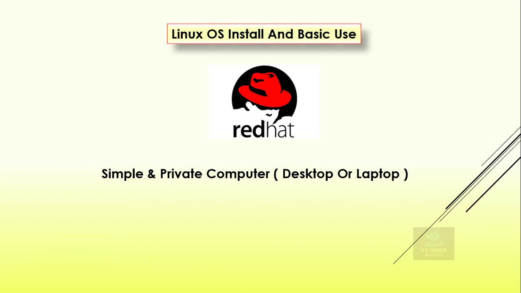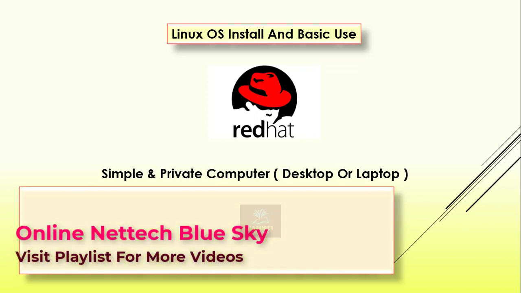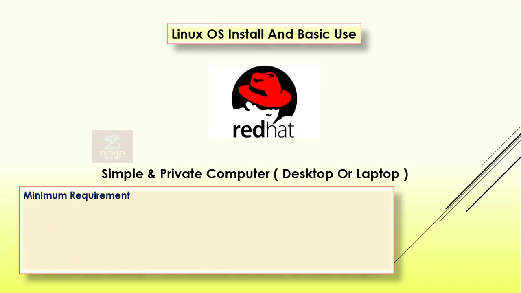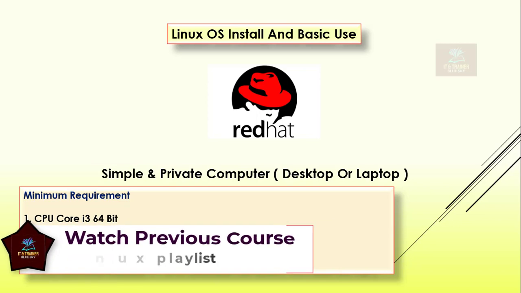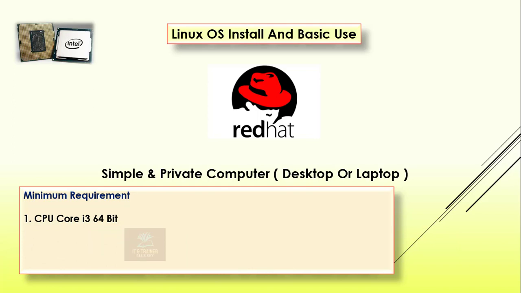So what is the minimum requirement? I am giving you important information. You must have these minimum hardware parts in your computer. First, the important thing is the minimum requirement before installing the operating system. First you need a CPU, Core i3, 64-bit minimum. Minimum Core i3 CPU 64-bit, a very important requirement for your computer.